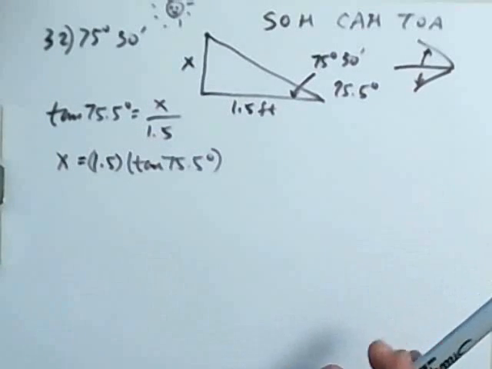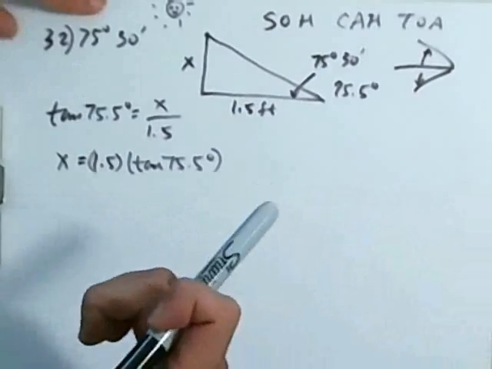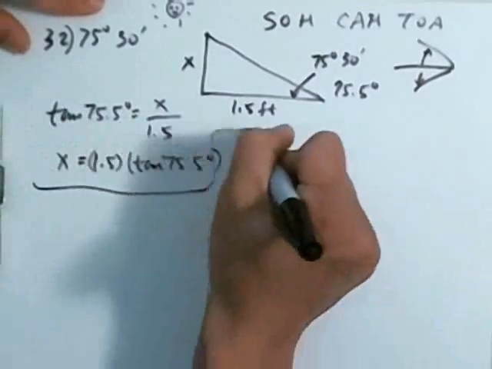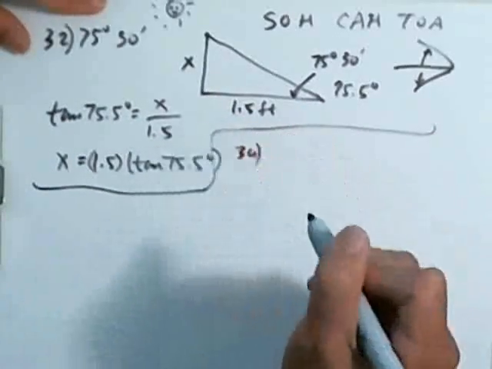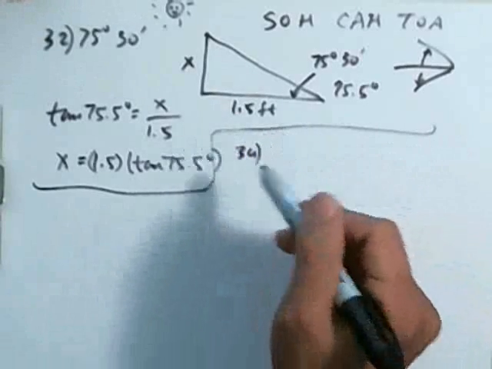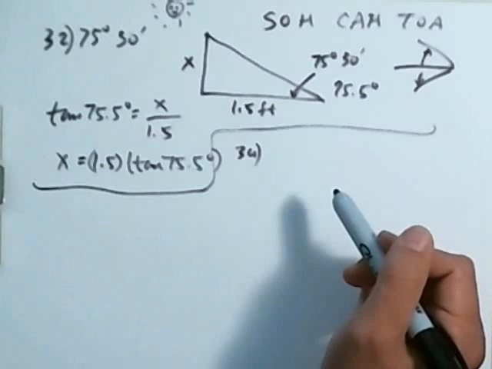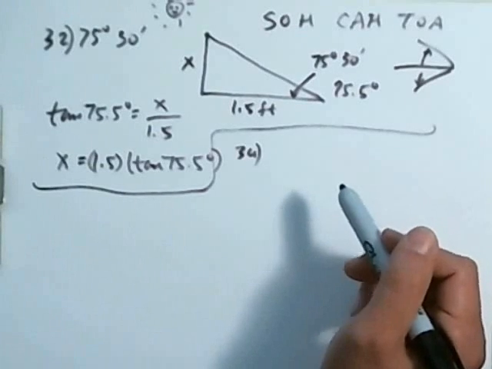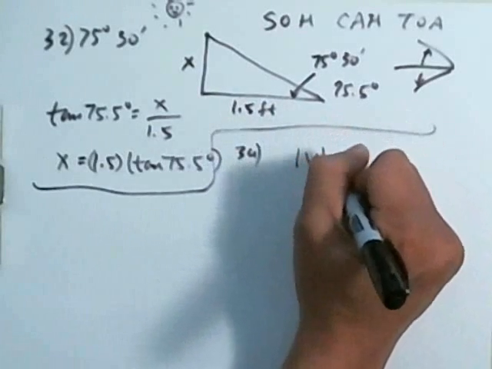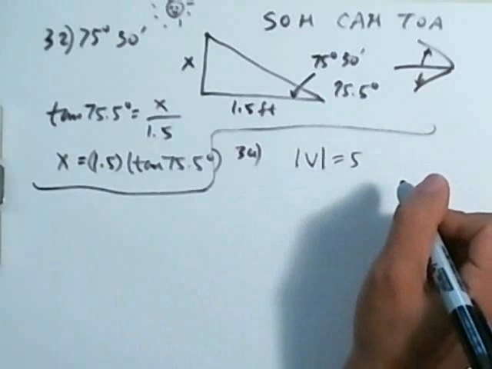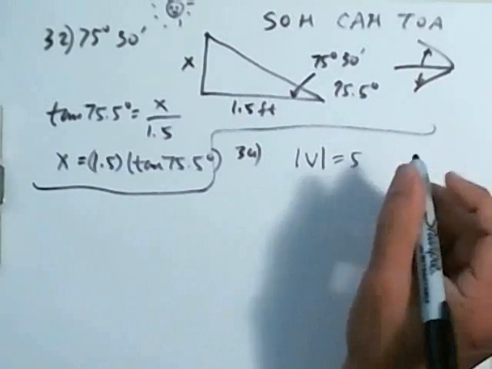34. Vector magnitude. Remember, the setup is half the problem. Solving it out is the second half of the problem. Vector magnitude: a vector v has a magnitude of 5. It makes an angle of 30 degrees with the positive x-axis.